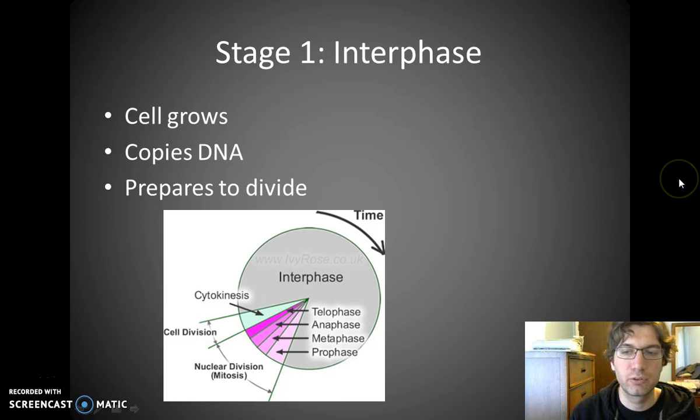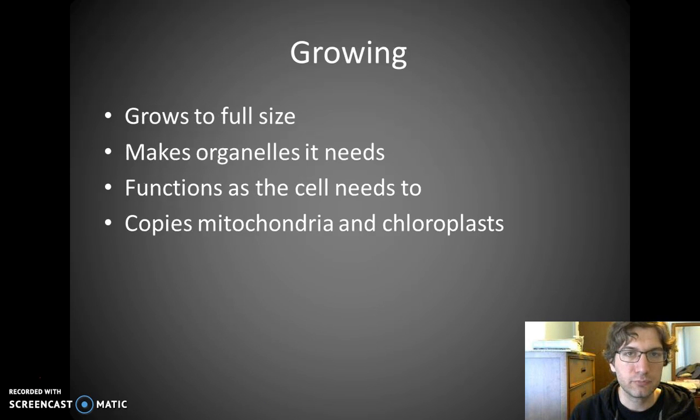So here our cell is going to grow. It's going to read its DNA. It's going to start copying its DNA, and it's going to prepare to divide. We'll get into DNA replication in the next section. So growing, as the cell grows, it's going to do a few things. It's going to grow to full size.